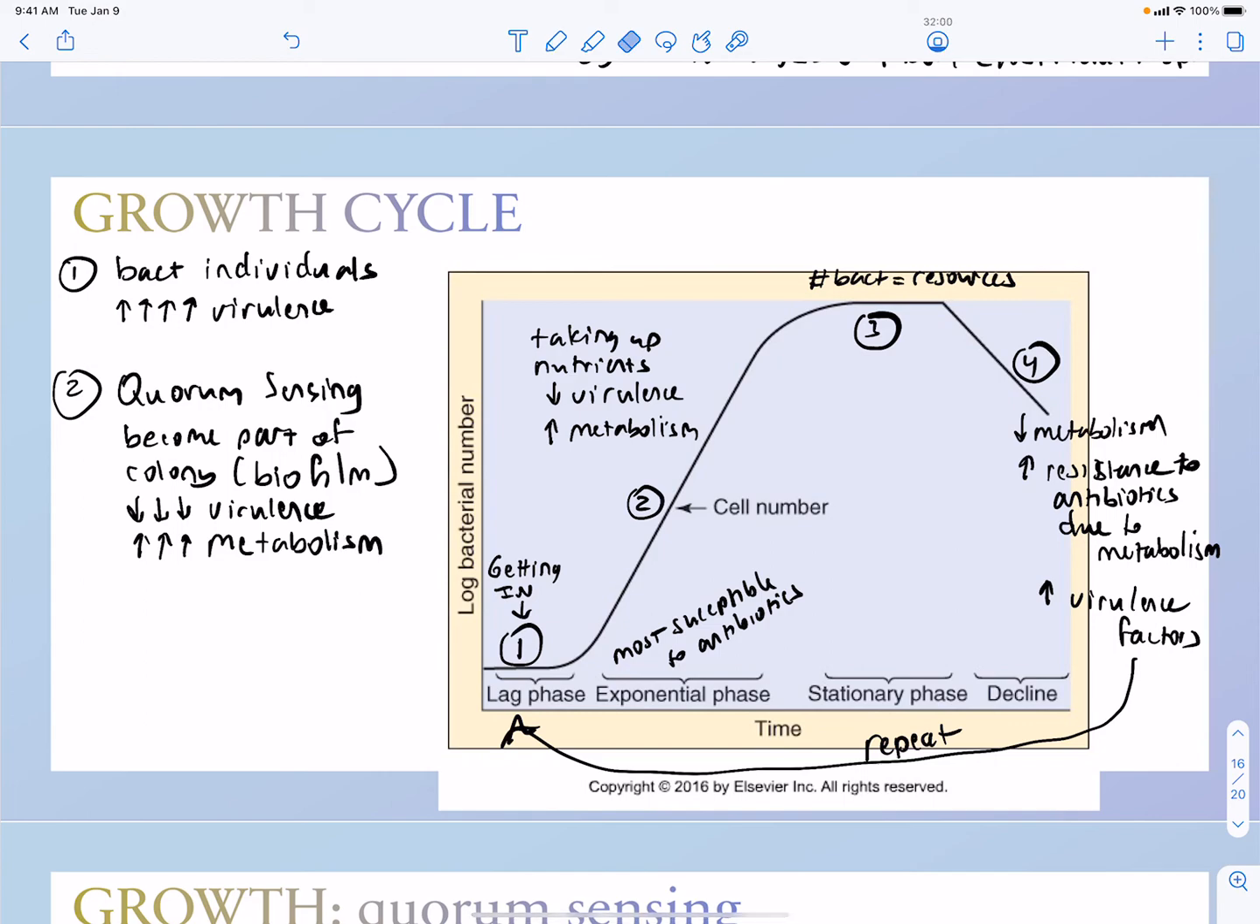And then 3, where you have this plateau, is you have a mix of individuals plus colony. So some individuals are starting to sense there's not enough stuff around here, I need to get more virulent. And others are still happy as clams because they have enough nutrients. And then at the 4th phase, where they're declining, this is where you have a decrease of metabolism and you have an increase of virulence.